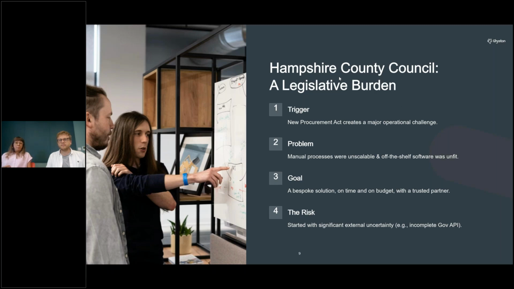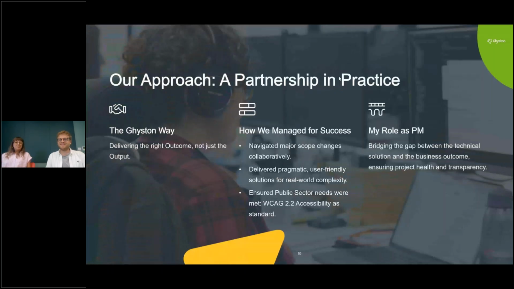And then, yeah, our approach to the partnership. So Sam touched on this earlier. We work according to the Ghyston way. It's very much a partnership, and we very much look at the outcome, not just the output, but the actual outcome and what you need as a client. And we build the right thing in the right way. So that might mean using different technologies. Sam's already mentioned a couple of different techs that we use. So we are tech agnostic, so we use the right thing to build the right outcome.